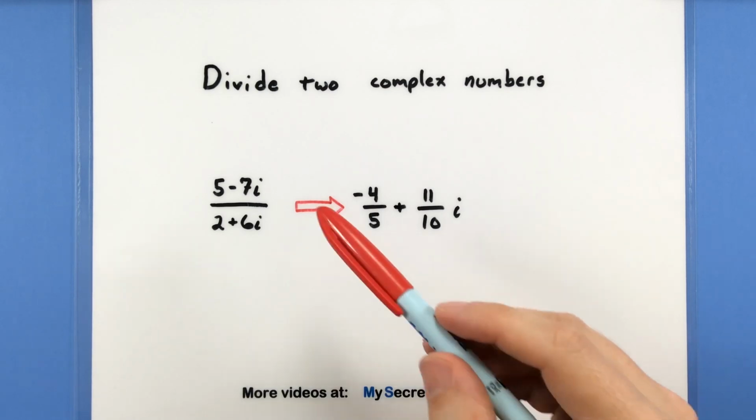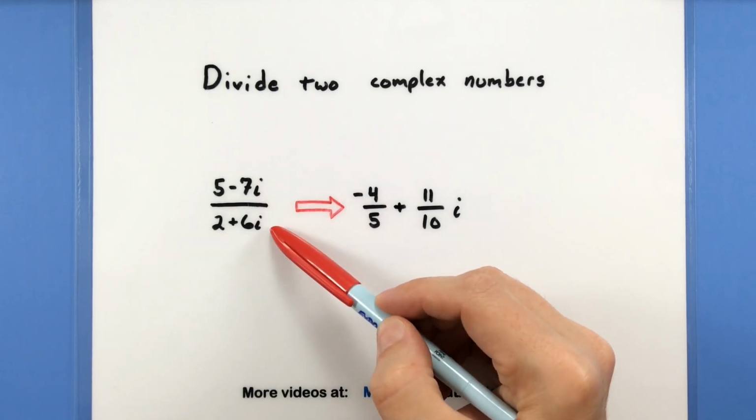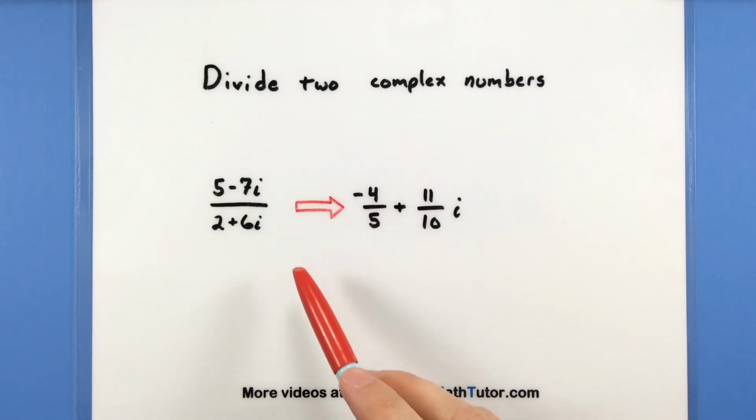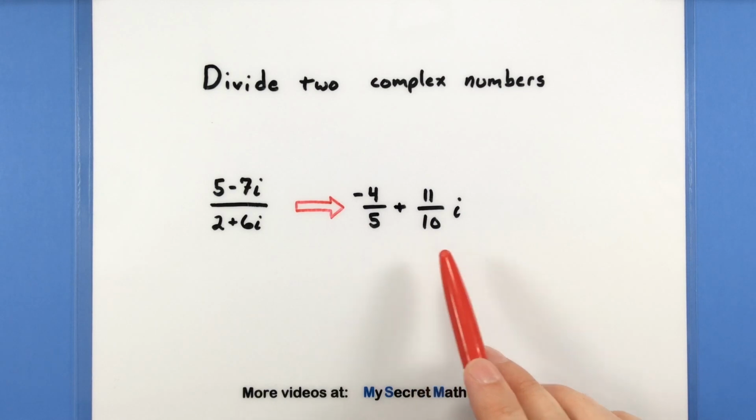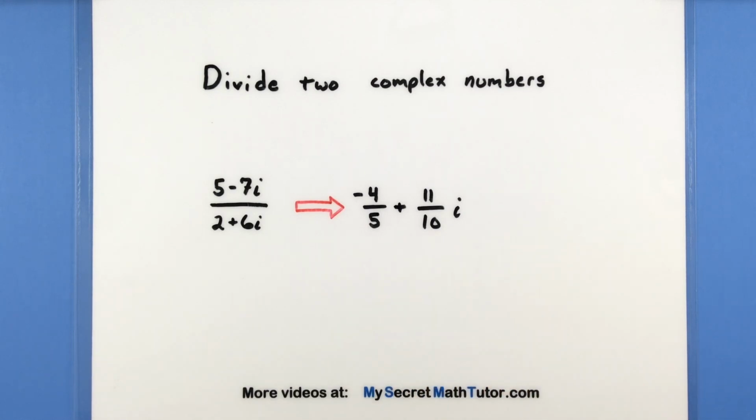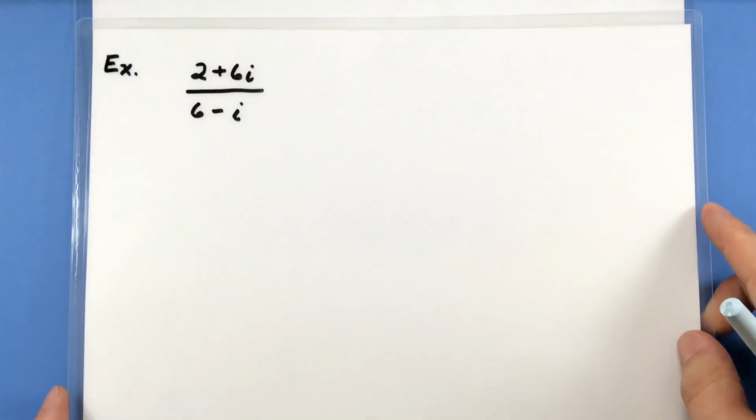With two complex numbers, the idea is we have one complex number divided by another one, and we're going to go through a process to see how we can actually turn this into a brand new complex number of the form a plus bi. But enough talking about it, let's go ahead and jump to our example.